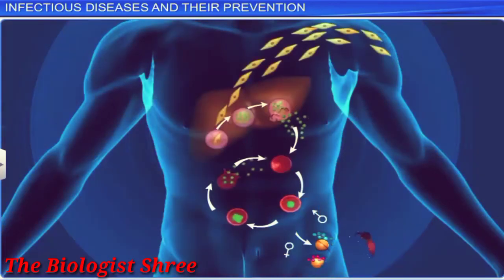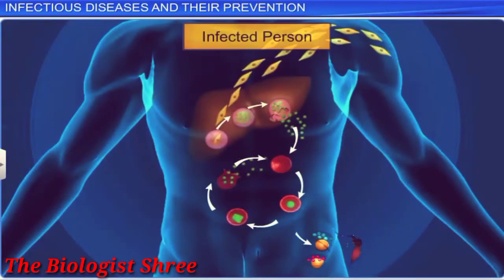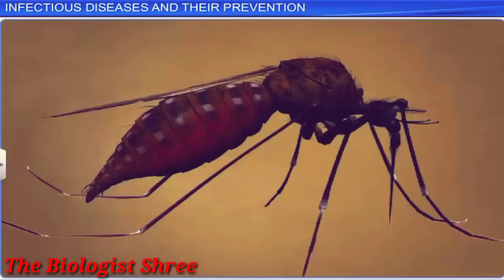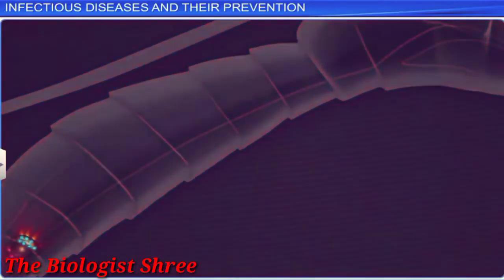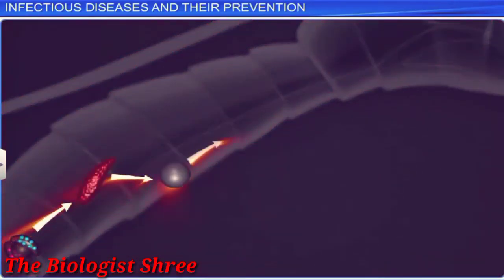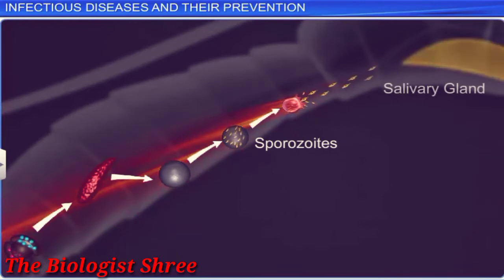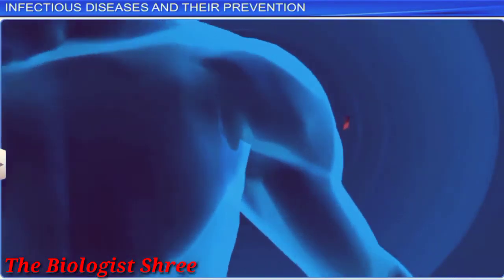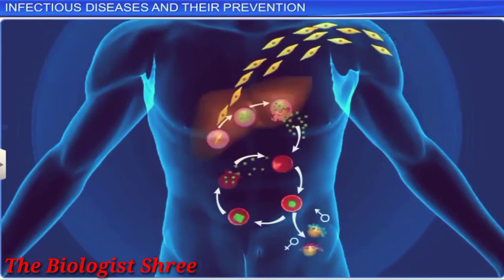So, when the female Anopheles mosquito bites an infected person, these male and female gametocytes enter the mosquito's body. They further fertilize and develop inside the mosquito's intestine to form sporozoites. These sporozoites migrate from the intestine to the salivary glands of the mosquitoes, where they are then stored. Later, when these mosquitoes bite healthy individuals, the sporozoites are introduced into the human body, repeating the same chain of events.